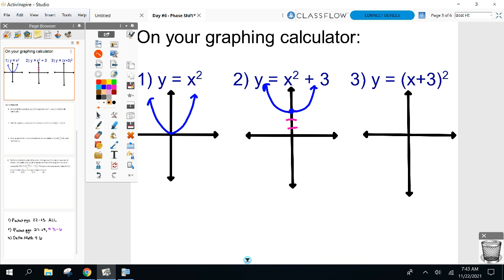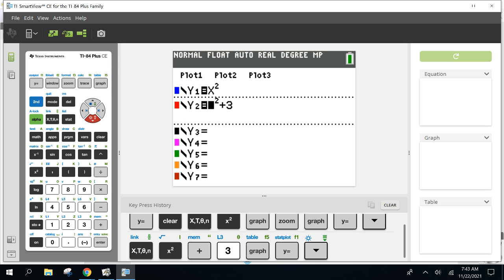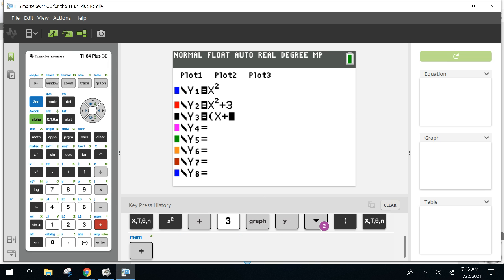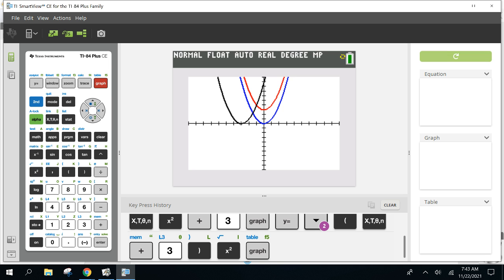Well, let's stop arguing and find out. Ready? Go to y3, in parentheses, x plus 3, close the parenthesis, and then square the outside. And where does this graph move? Oh, whoa. Yeah, I'm explaining it in algebra. Where did it move? Left, yeah.